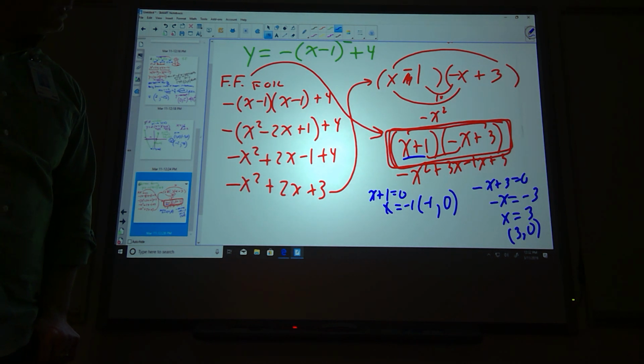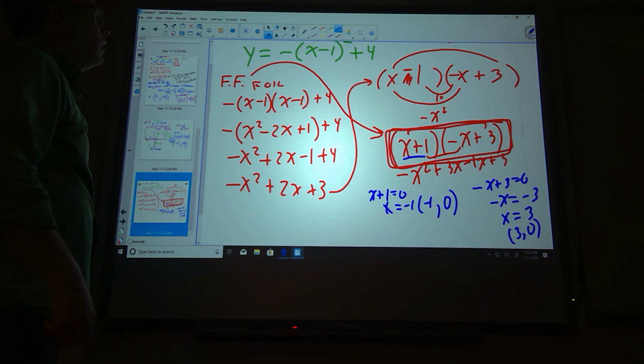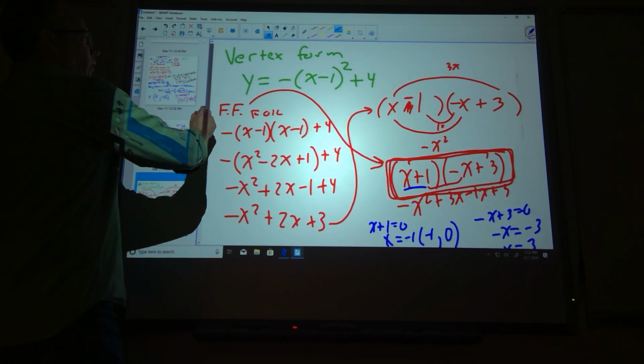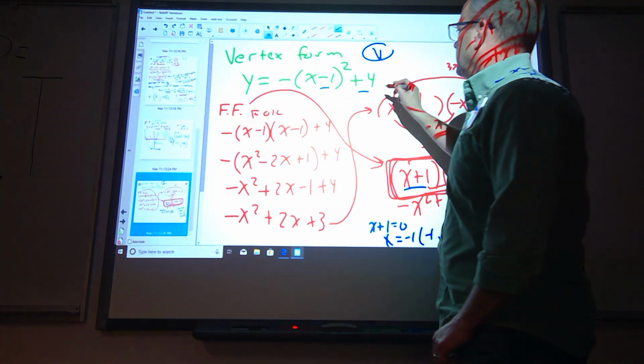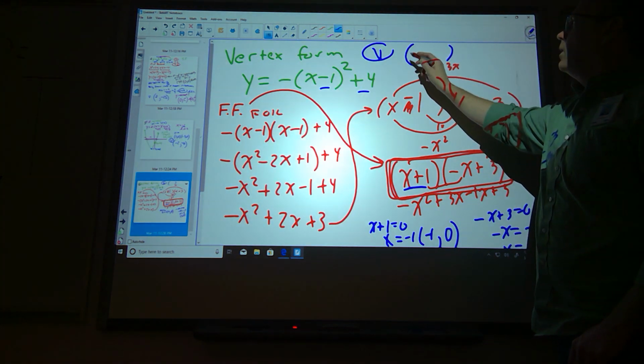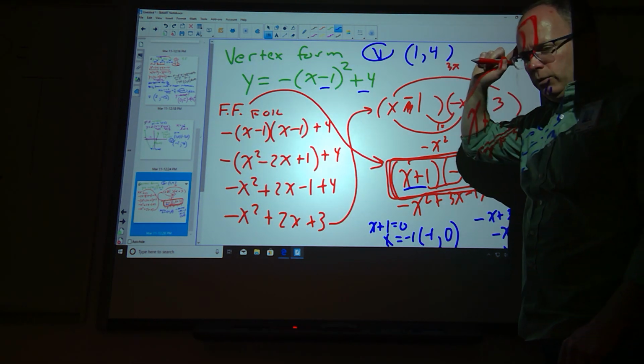Find the vertex? Wasn't the original put in vertex form? Yeah. So what's my vertex have to be? It comes off of this and this. So what's my vertex? 1 comma 4. Cool. Okay.